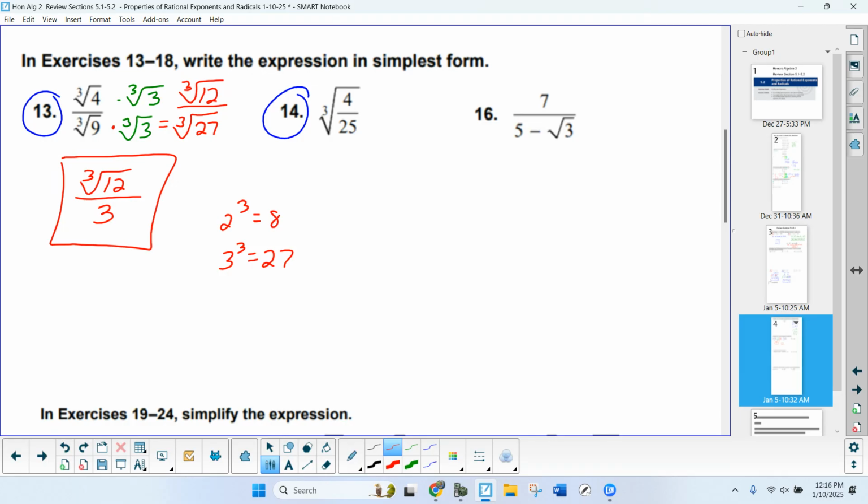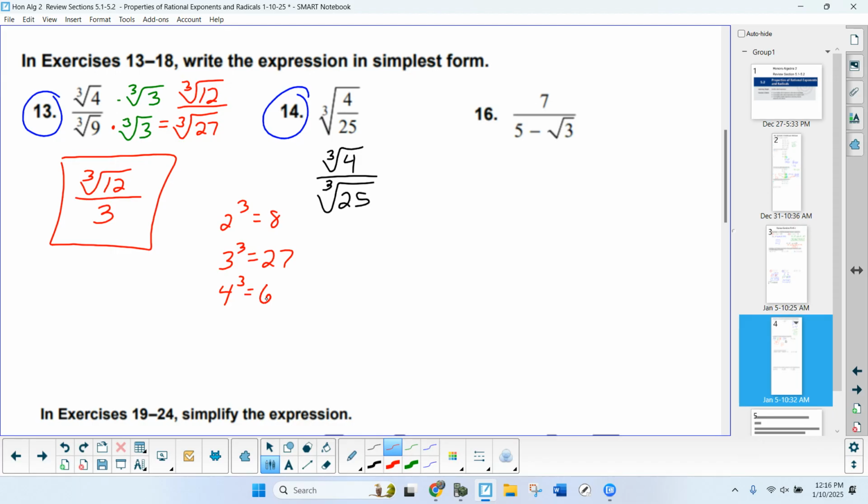Okay, the next one is Jarrett. Yours is very similar. So Jarrett, looking at yours, can you reduce 4 over 25? No. So I rewrite it as the cube root of 4 over the cube root of 25. And now I go back to my perfect cubes. Can you turn cube root of 25 into 8? No. How about into 27? No. So keep going. What's 4 cubed?